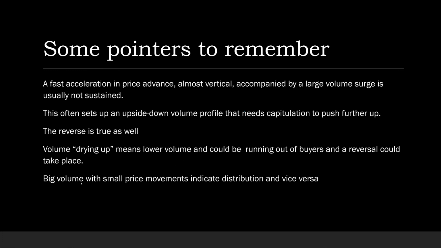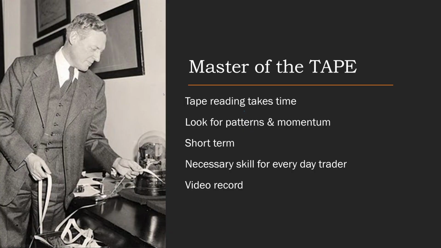Also, big volume taking place with small price movements indicates distribution and vice versa. So that's what we went over earlier. That guy was absorbing at the 74 level, you remember? So huge volume, little price movement, somebody was absorbing. Okay? And that's how you become a master of the tape.